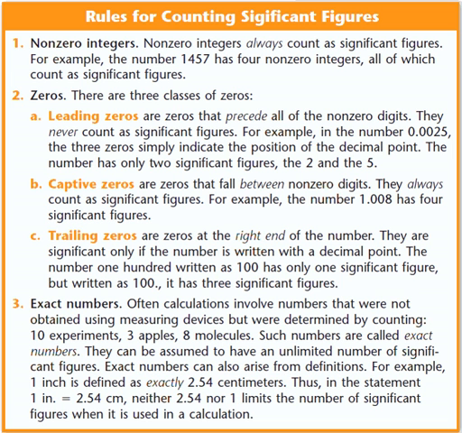The next is captive zeros. Captive zeros are zeros that fall between non-zero digits. They are always counted as significant figures. For example, 1.008 has 4 significant figures, meaning all 4 of the numbers are significant. Take 3.201. Because this zero is captive, or in between 2 non-zero integers, it will also count as a significant figure.